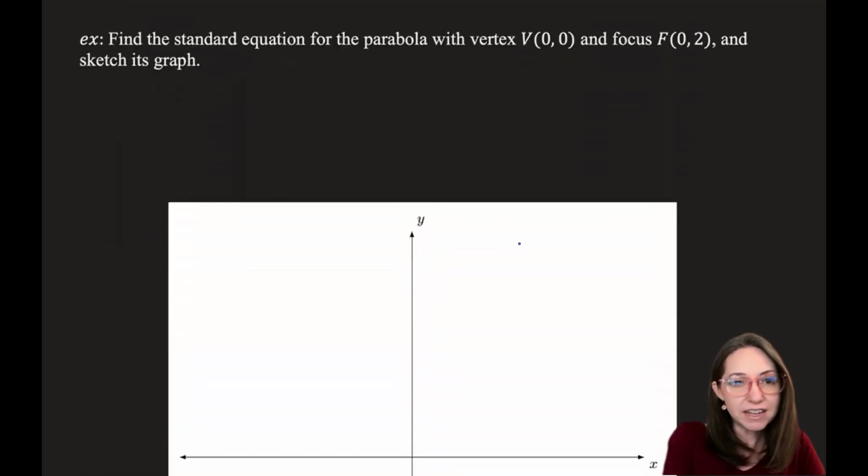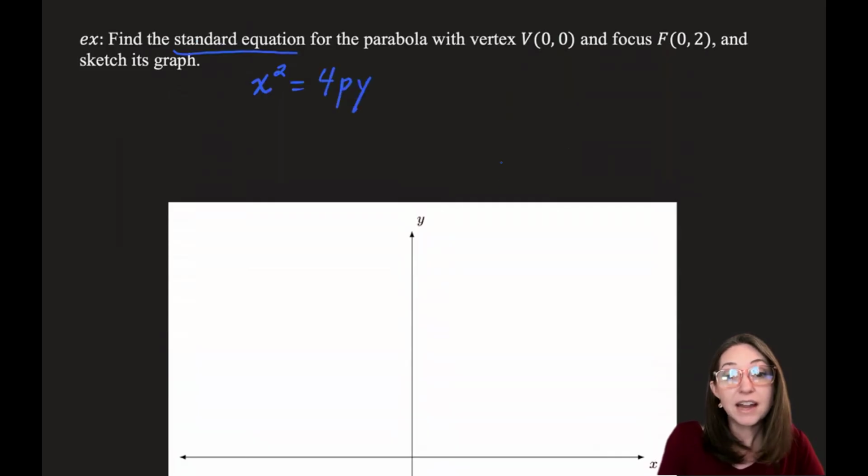So first, what we're going to find is the standard equation for the parabola with vertex (0, 0) and focus (0, 2), and then we will sketch its graph. So we're going to start with just the general form of the standard equation, which is x squared is equal to 4 times p times y. Now, we are given that the focus is at (0, 2). So we know from that p is equal to 2.